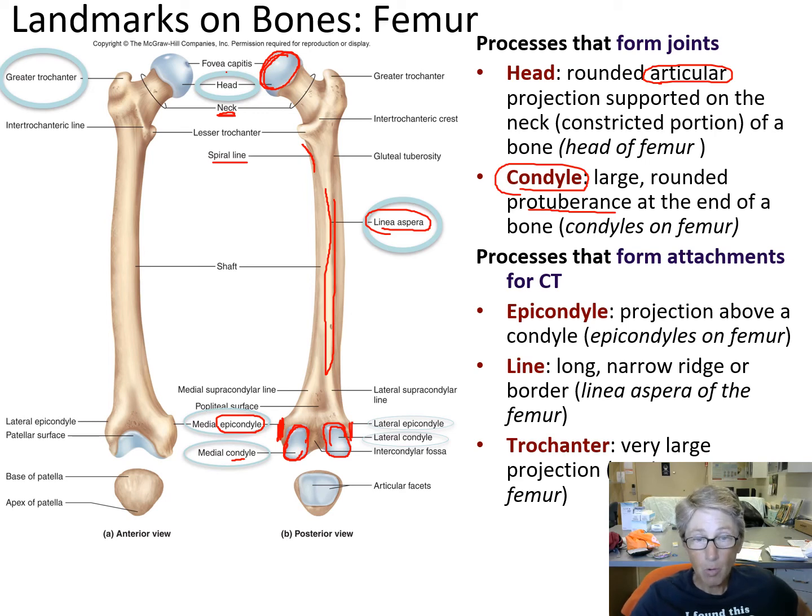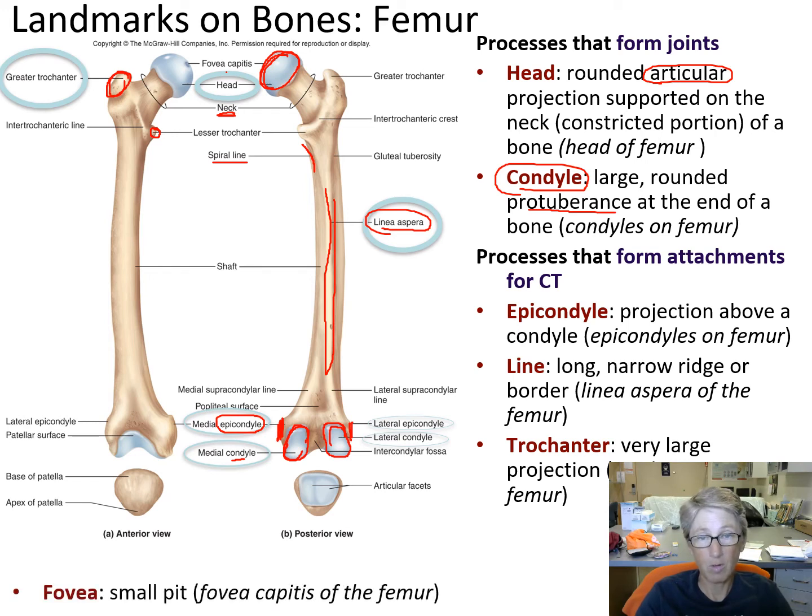And then the trochanter is just a really big projection. In this cartoon, it shows the greater trochanter of the femur. If there's a greater something, there's going to be a lesser something. So here's the greater trochanter of the femur. Here's the lesser trochanter of the femur. And again, those are attachments for connective tissue, and that connective tissue is usually in the form of a tendon, which is attached to a muscle.